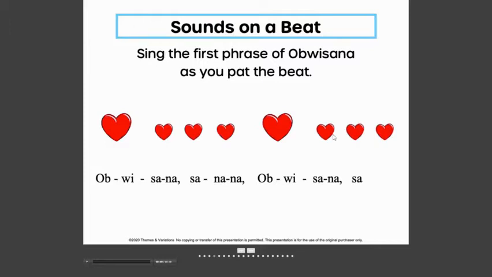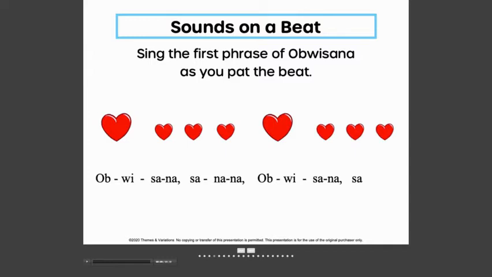Let's tap one more time. 1, 2, tap the beat. Obwisana sa na na obwisana sa. Now we are going to take a look at heartbeat number 1, which is the first square on your paper. How many sounds do you hear in heartbeat number 1? Obwi, obwi. Yes, you should have 2 sounds in the first heartbeat. So will you take a pencil and draw 2 lines inside box number 1?